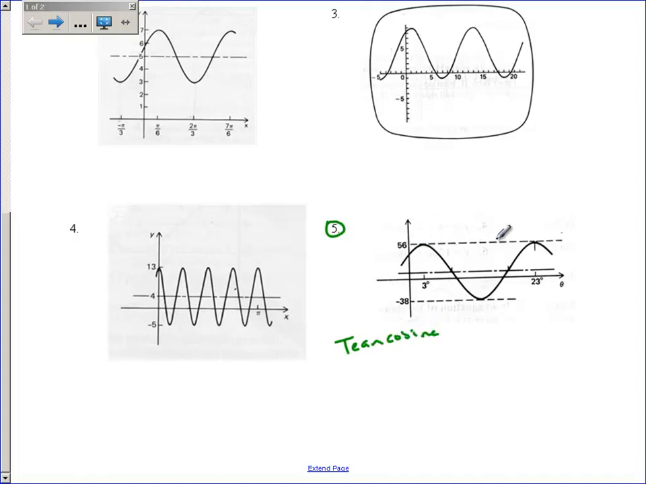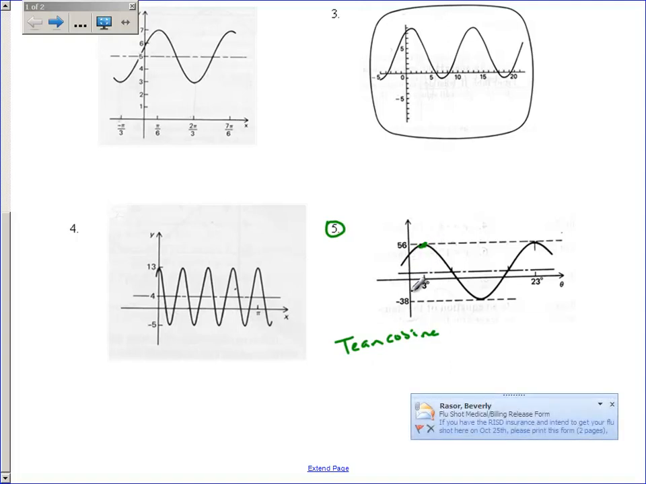Let's take a look at question number 5 here. And I am team cosine, so let's do team cosine first. Team cosine. And I'm also a positive team cosine because I'm a positive person. So I'm going to pick one of these two peaks. I'll pick this first one. That's where I'm going to focus my eyes. I'm going to take a look at the middle of this graph. It's not labeled for me.